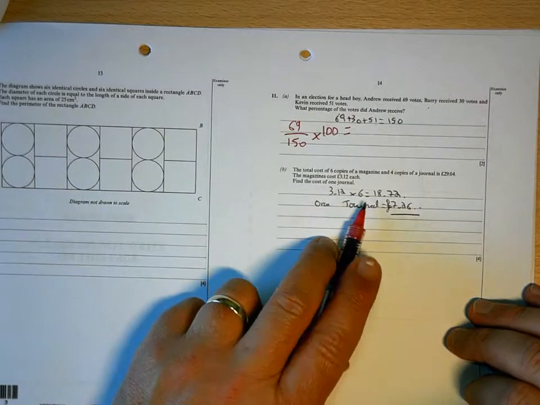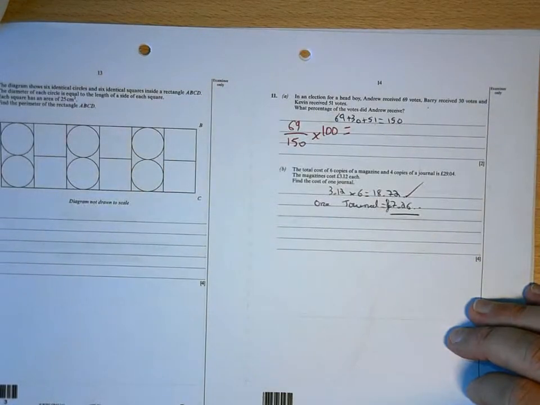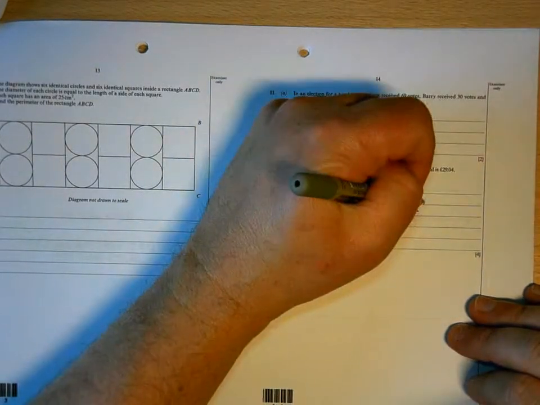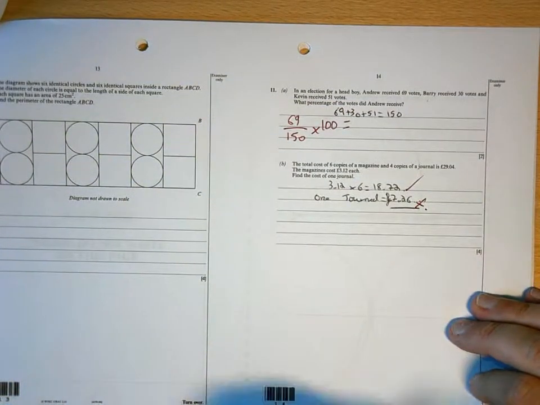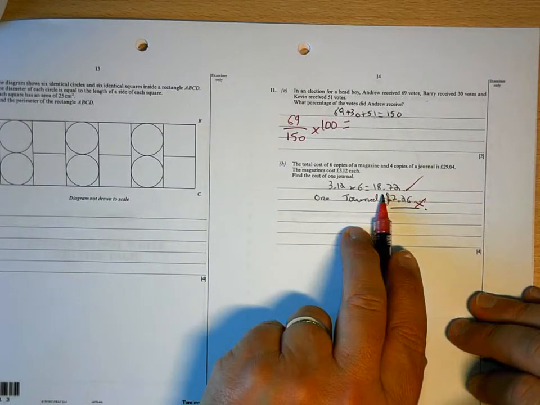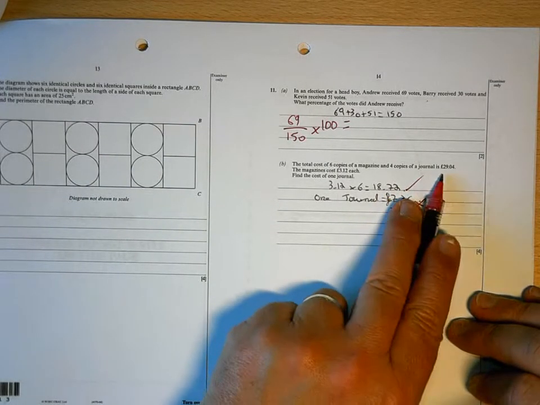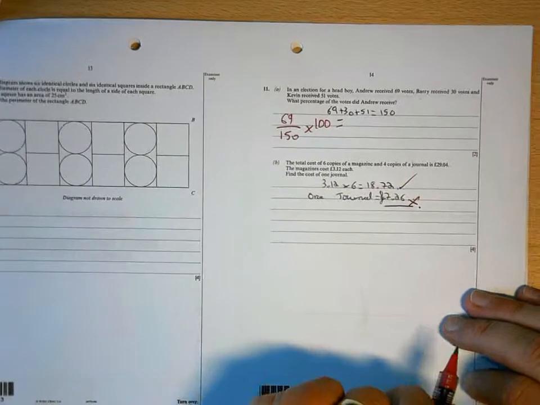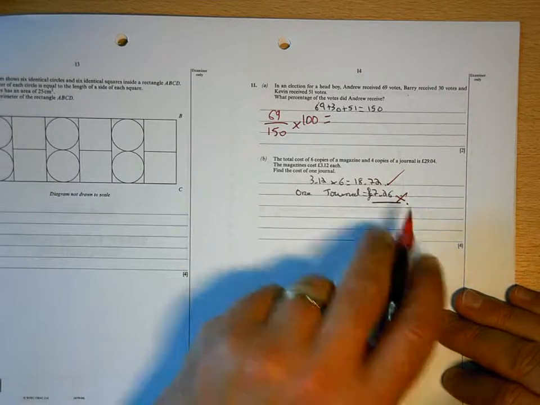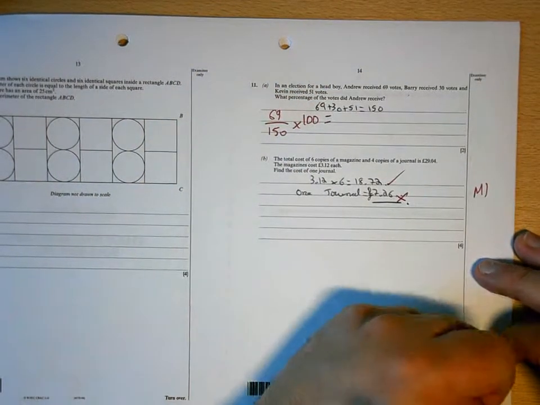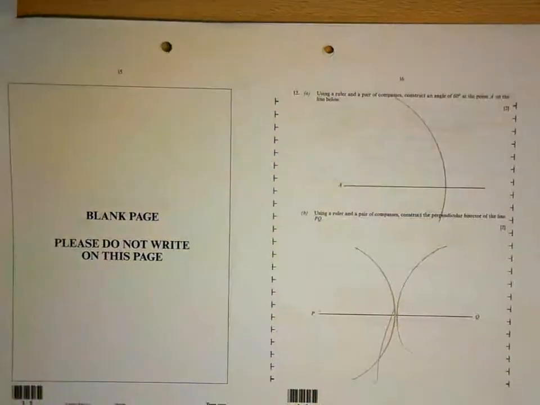£3.12 times 6 is 18.72. Right. That's wrong and you've stopped showing me what you've done. What you now need to do is to take the 18.72 off the 29.04, and that would be four journals, and then divide it by four. So there's more work that you need to do before you can get the answer there. So not such a good page.